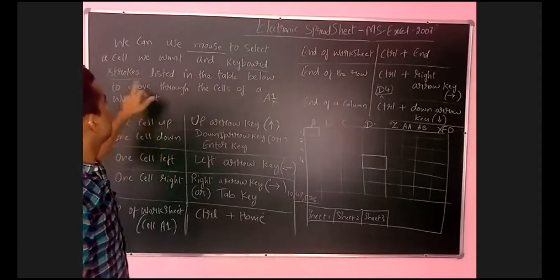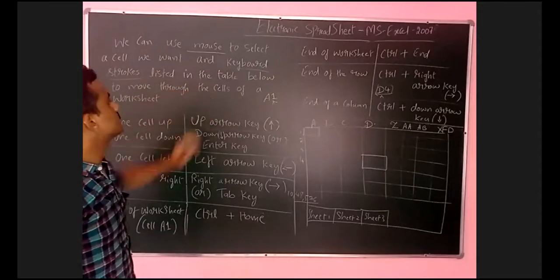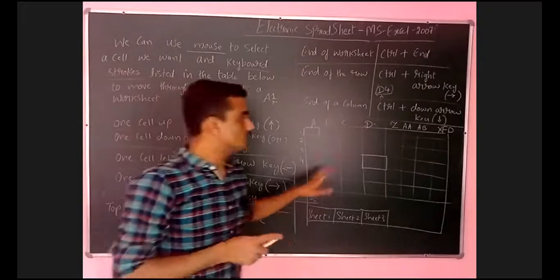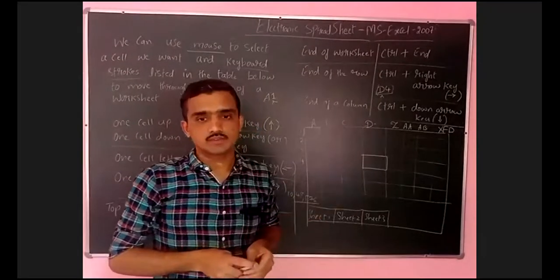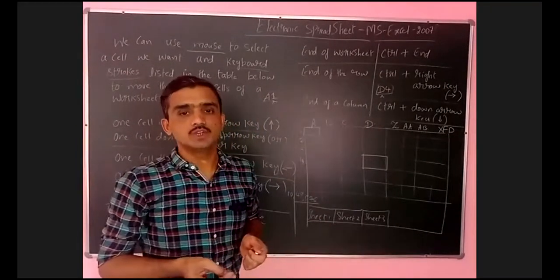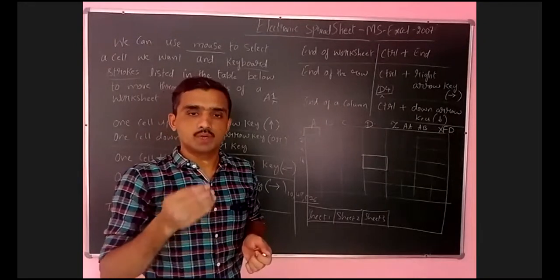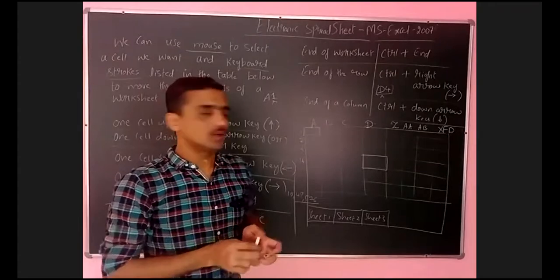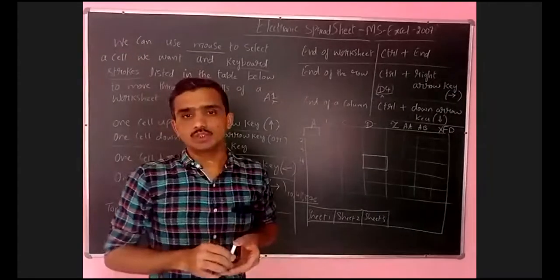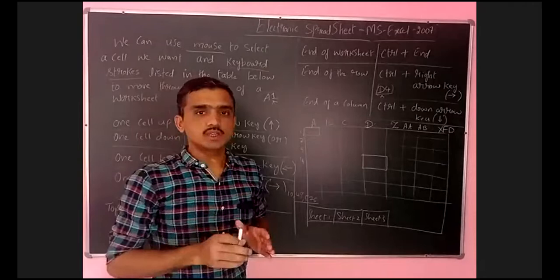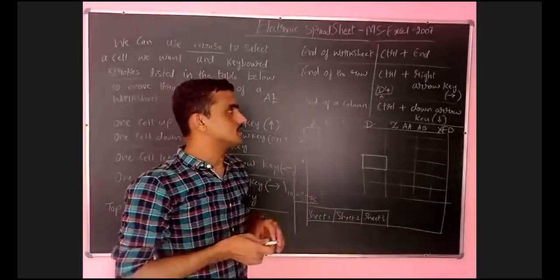Listed in the table below are the keys to move between the cells of a worksheet. When you start operating MS Excel 2007 and typing values, if you want to move from one cell to another, that is up, down, left side, right side, we can make use of the keyboard. And here there are some interesting shortcut keys, so you come to know.